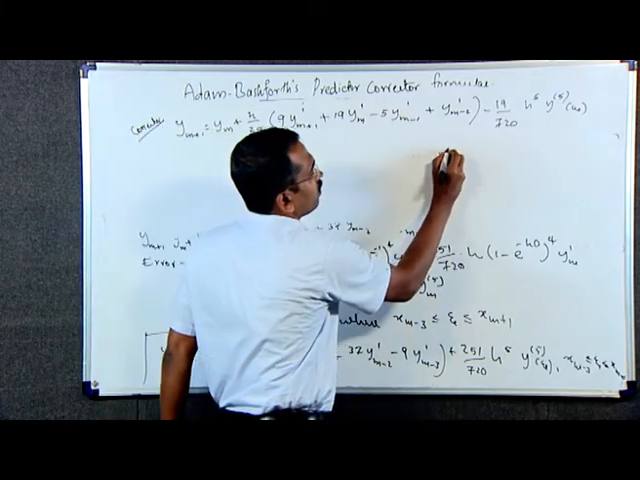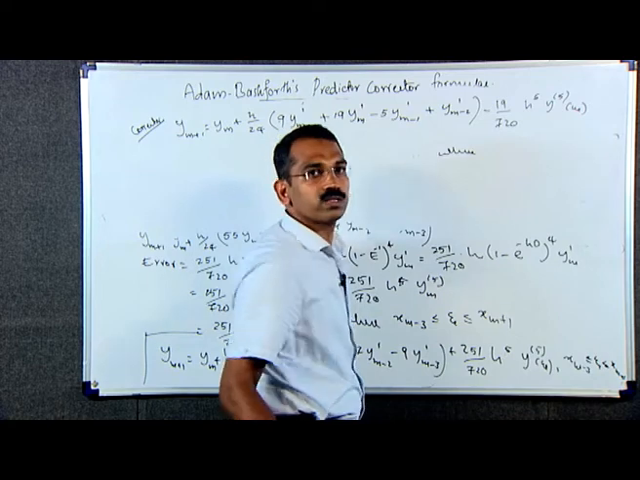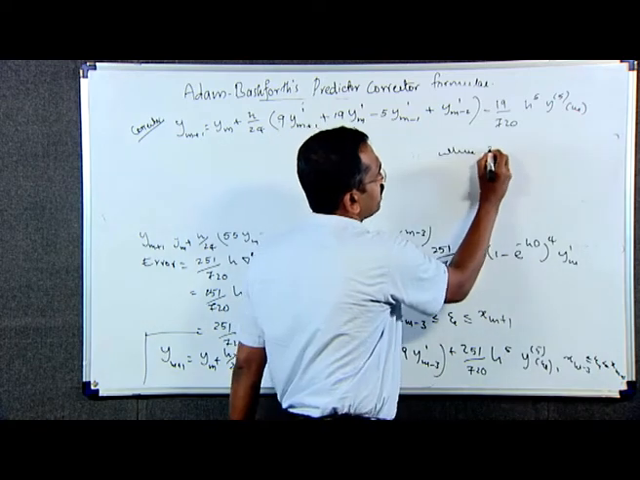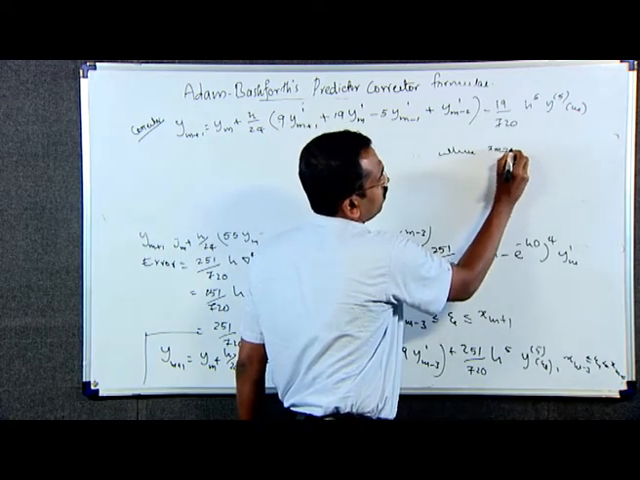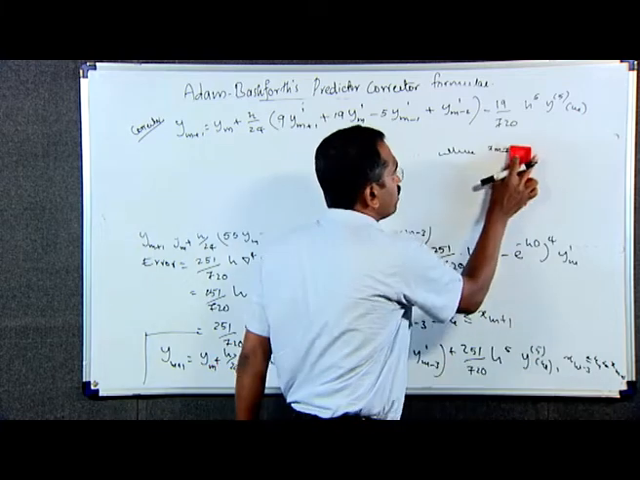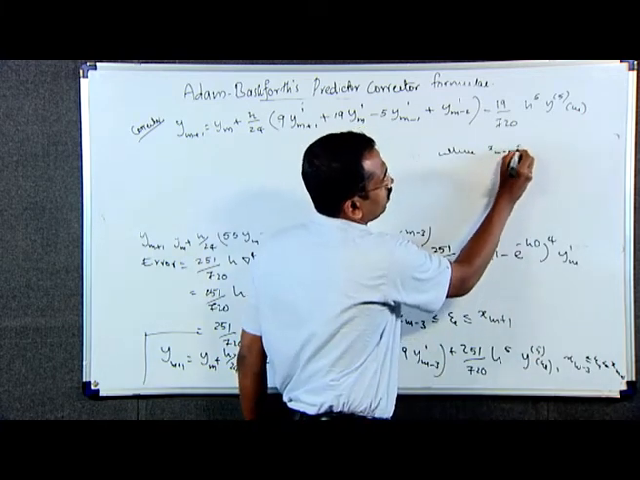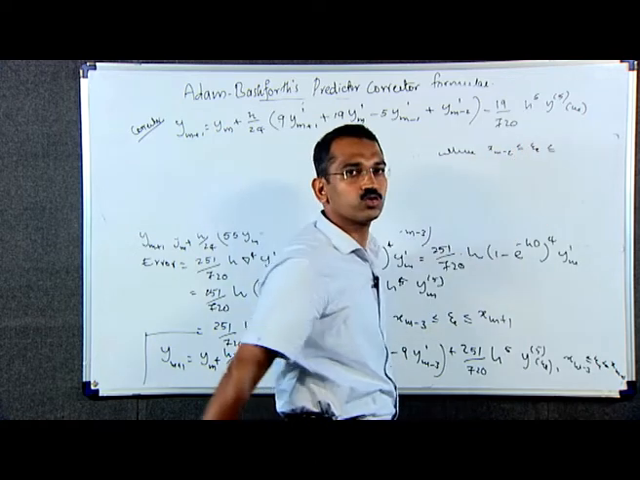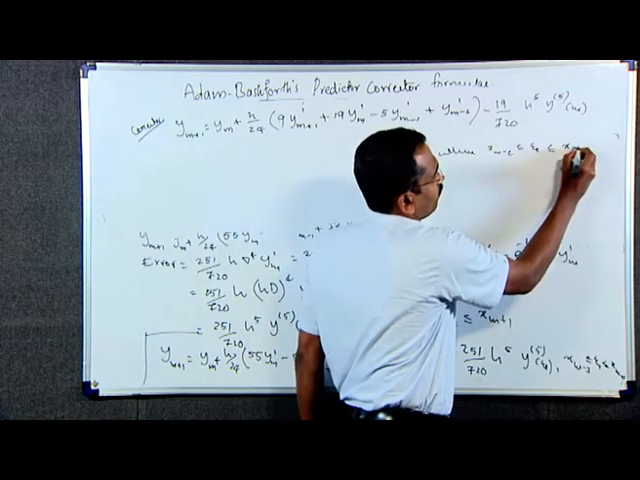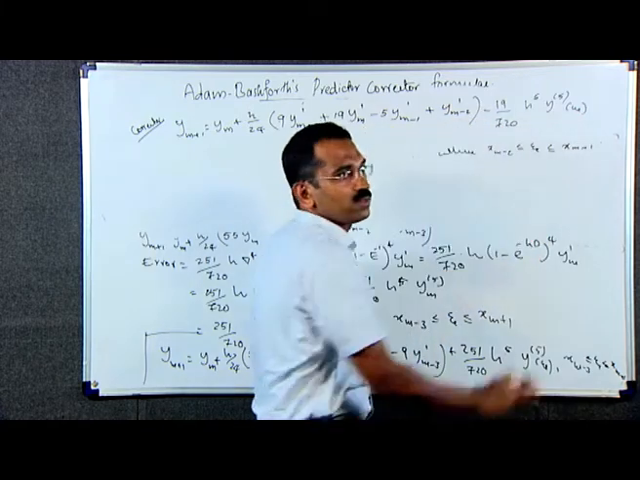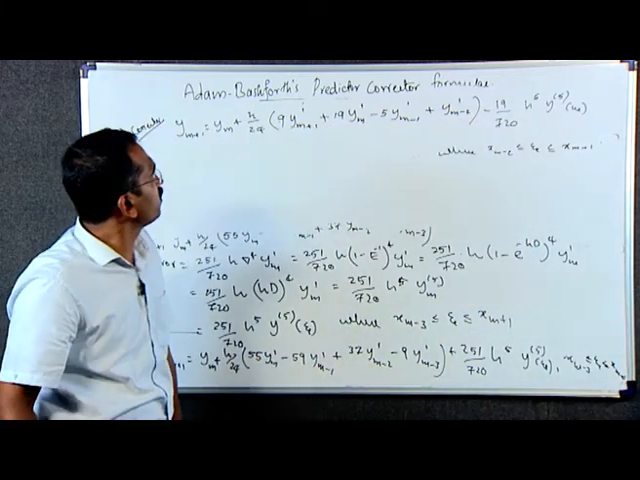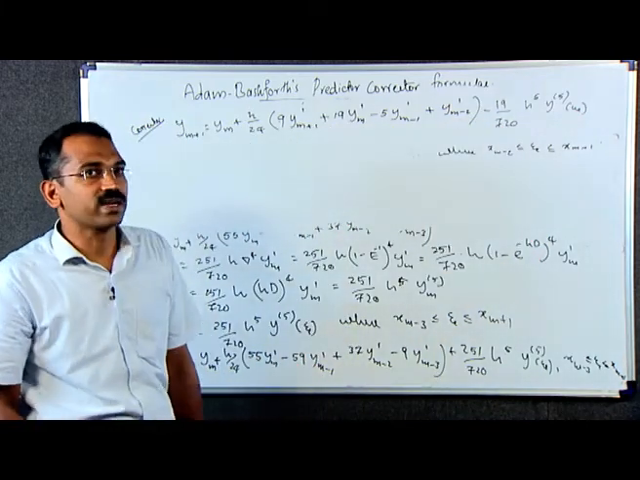Here this epsilon lying between xm minus 2 and xm plus 1, xm minus 2 less than or equal to epsilon less than or equal to xm plus 1. This is taken as the Adams-Bashforth's corrector formula.